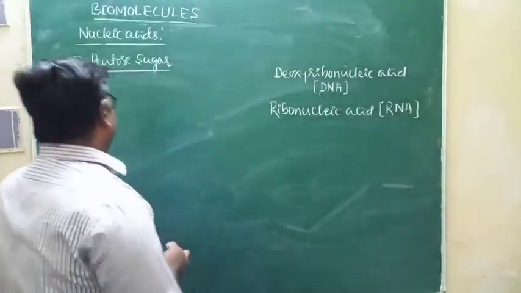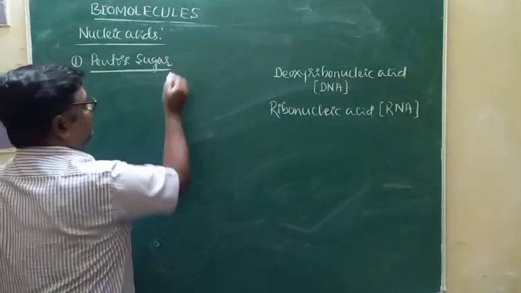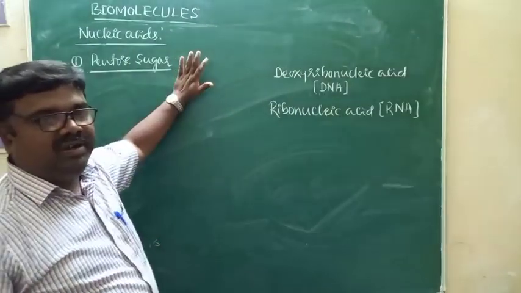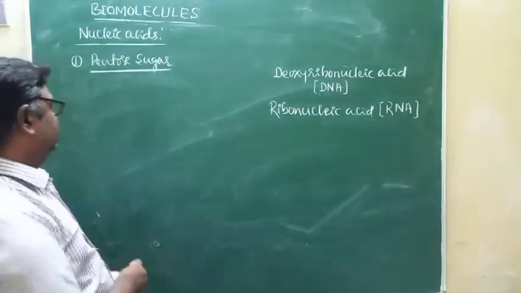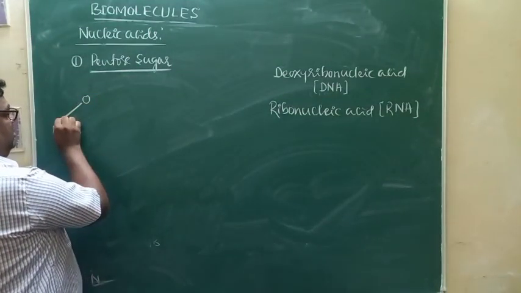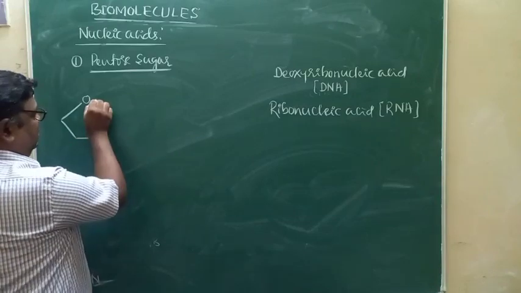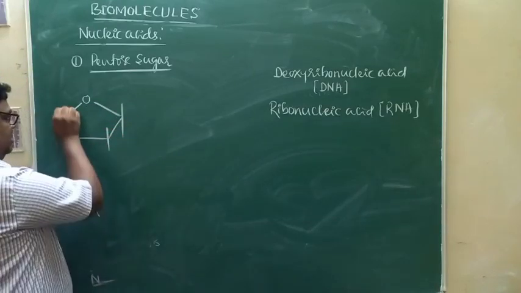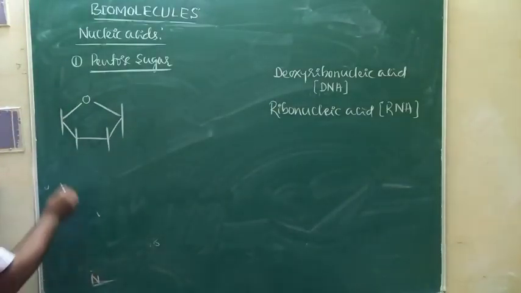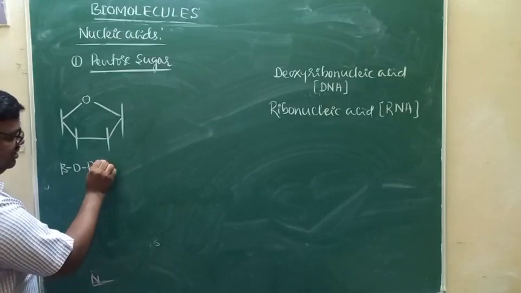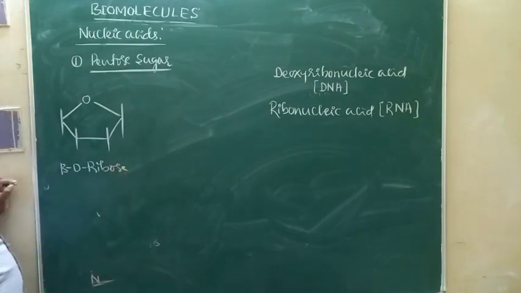And of course, as far as pentose sugar is concerned, there are two types of pentose sugar units which will be involved in the formation of nucleic acids. For example, here this is one pentose sugar, right? Just observe here. This is one pentose sugar. Its name is beta D ribose.